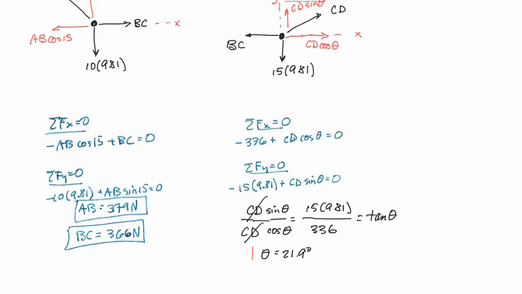And that's the first answer to the question anyway. Once you find out 21.9 degrees, you can plug it into that equation or that equation and then find out what CD is. So I solve CD is equal to 394.5 newtons.